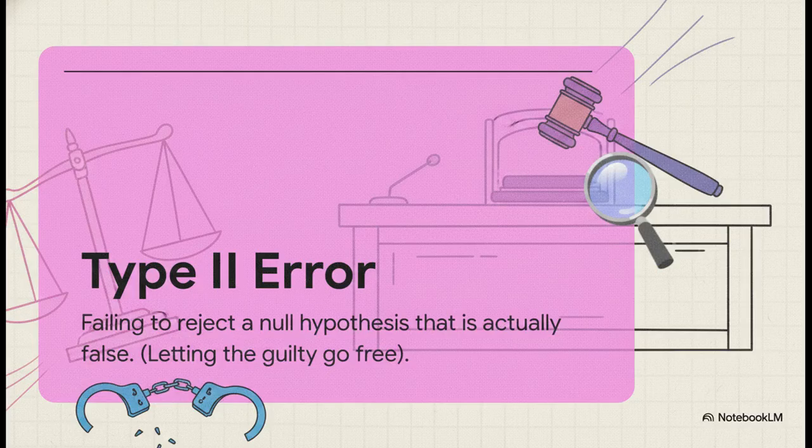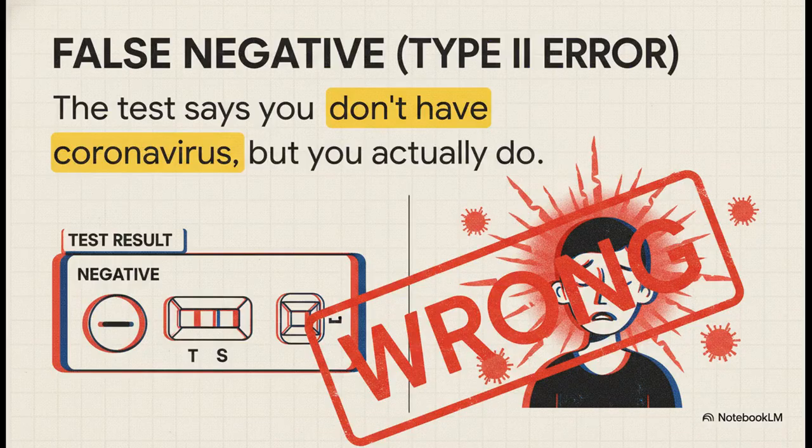Now, the second kind of mistake is a type 2 error. This is the complete opposite scenario. This is when the old theory, the null hypothesis, is actually false, but our evidence just isn't strong enough to prove it. In court, this is letting a guilty person walk free. And that brings us right to the false negative. The test says you're perfectly fine, it's failing to reject the null, but you actually do have coronavirus. And you can see how the consequences of this kind of error could be really, really serious, right? It lets a harmful condition just fly under the radar.